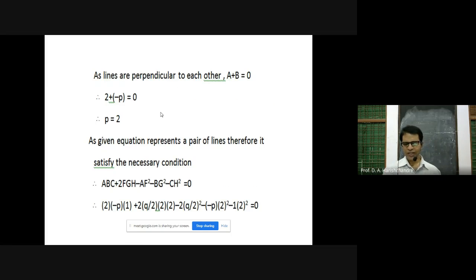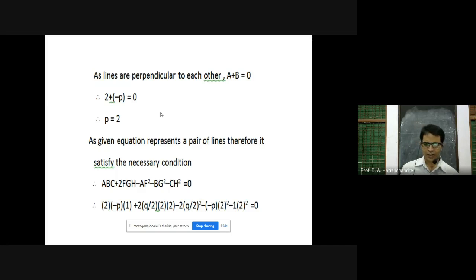Okay. Now it is already given in the problem that the lines included in that equation are perpendicular. And what is the condition for lines to be perpendicular? a plus b is equal to 0, which is known to you. In that, replace the value of a to be 2 and b as minus p. We are getting 2 plus in bracket minus p is equal to 0, and solving this equation the value of p is 2. Again it is given that the given equation is the joint equation of a pair of lines.